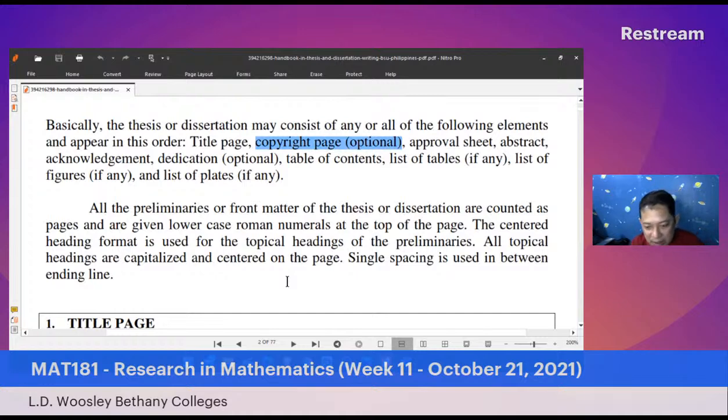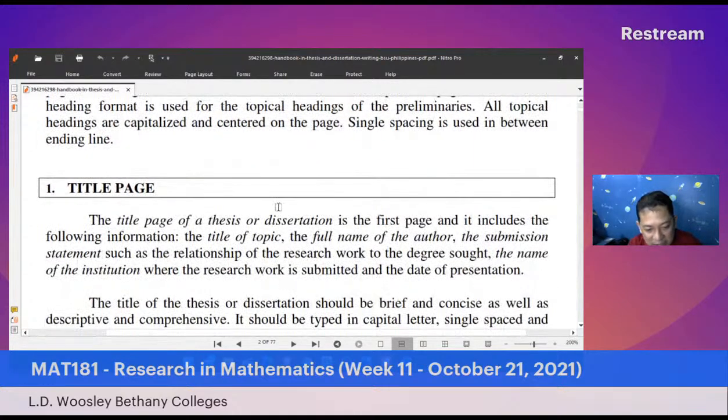All right, then we have our title page. This title page of a thesis or research is the first page that includes the following information: the title of the topic, and the full name of the author. There must be the name of the author; the research can't have no author. Then the submission statement, such as the relationship of the research work to the degree sought. And the name of the institution where the research work is submitted and the date of presentation. So those are important aspects.